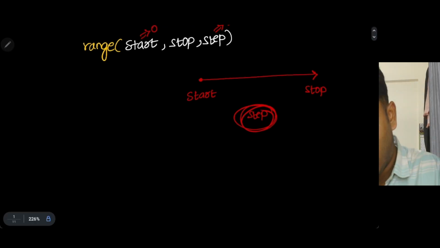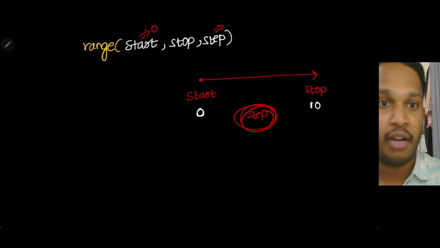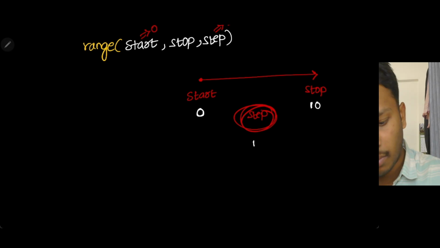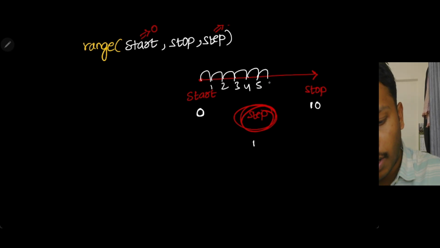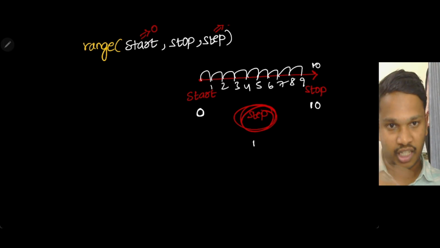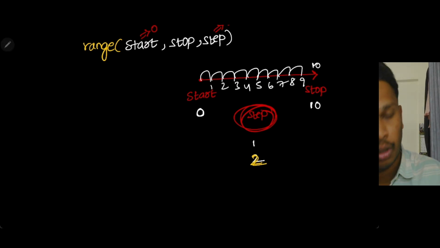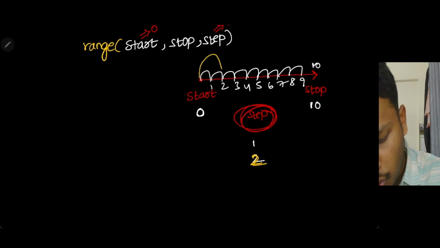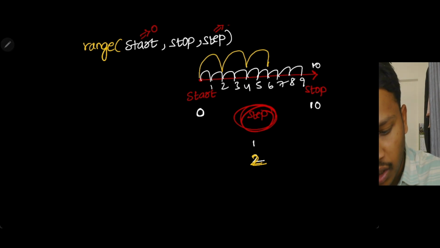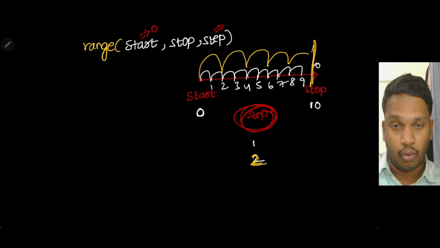Let's see. For example, if my start is 0, my stop is 10 and my step is 1, every time it goes 0, 1, 2, 3, 4, 5, 6, 7, 8, 9. This is 10. Don't touch 10. You stop just before 10. Now if the step size is 2: 0 plus 2 is 2, 2 plus 2 is 4, 4 plus 2 is 6, 6 plus 2 is 8. The next jump is 10. Don't reach 10. Stop before 10 only.